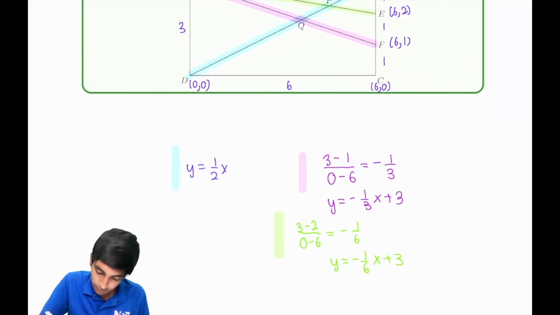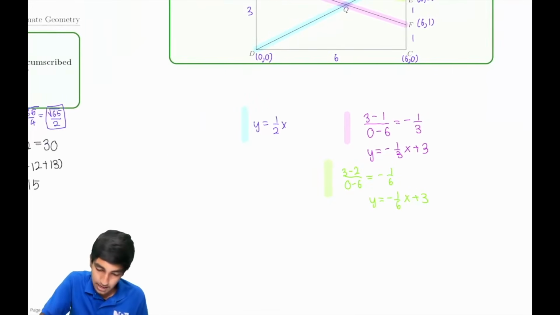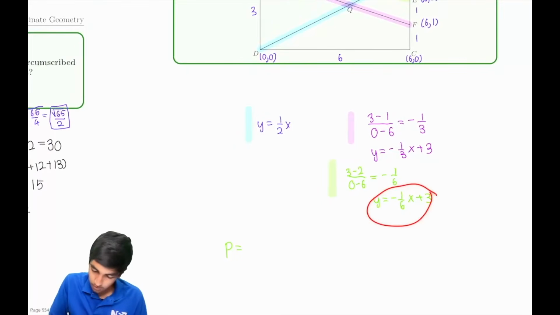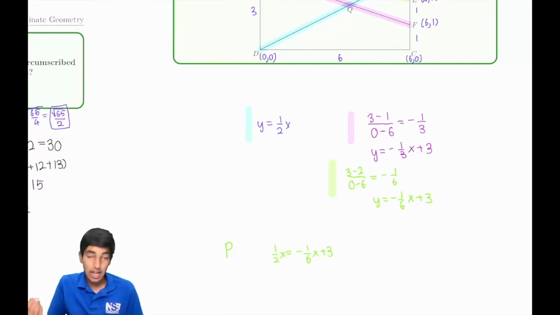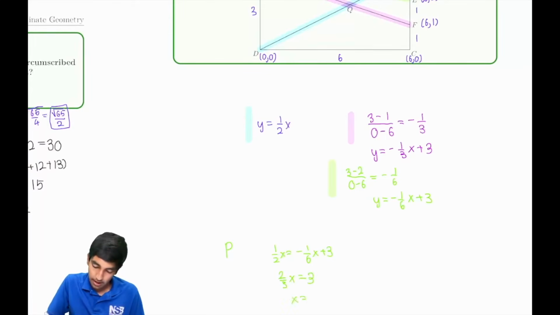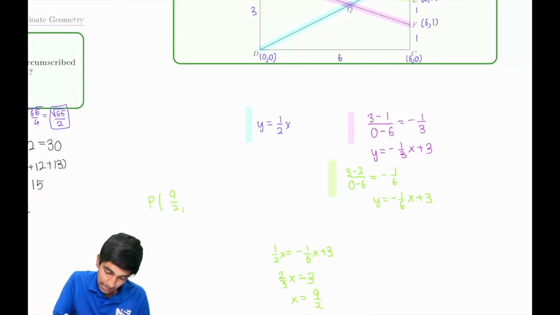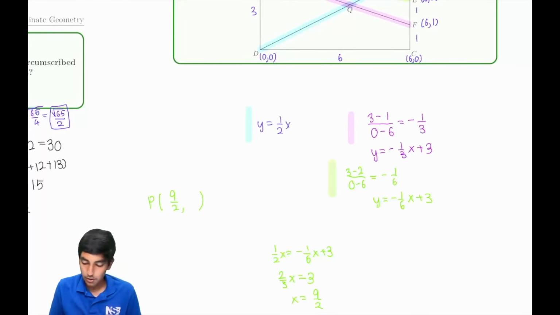We find the intersection of the green line and the blue line first. That's P. So for P, we just set those equations equal. We get half x equals minus 1/6 x plus 3. We add 1/6 x to both sides. We get 2/3 x is 3, so x is 9/2. There's actually a neat little trick I'm going to do here. The x coordinate is 9/2, and you can find the y coordinate, but I'm not going to for now because I don't need to.